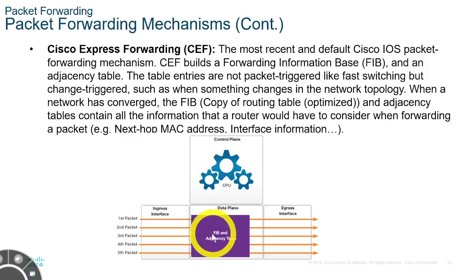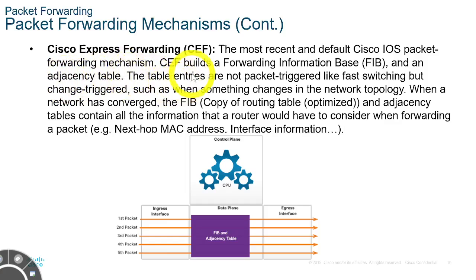We use two things, FIB and adjacency table. The most recent and default Cisco IOS packet forwarding mechanism. This is more recent. Cisco routers may use this, and when we have configured a router and show interfaces, we see something we call CEF. So CEF builds two things: the forwarding information base, which is an optimized routing table, and an adjacency table.